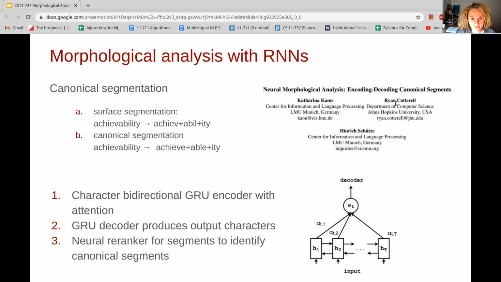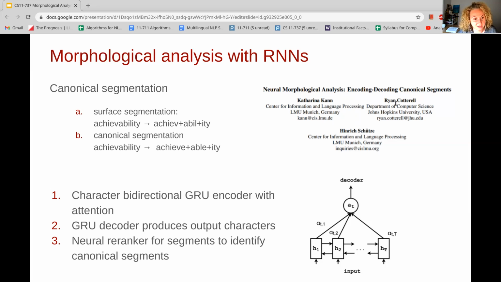So how did they do it? They first used the standard character-based bidirectional GRU encoder with attention, and then a unidirectional GRU decoder. So this is a very standard sequence-to-sequence architecture, an RNN with attention. And then a novel component they introduced was neural re-ranking for segments to identify canonical segments.